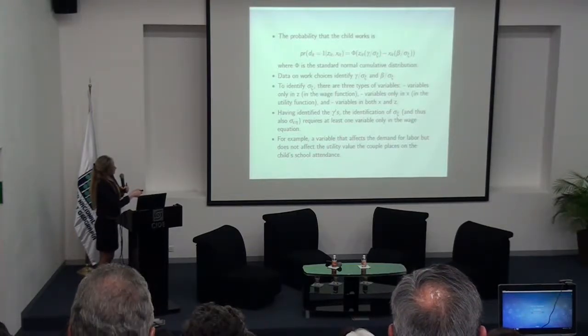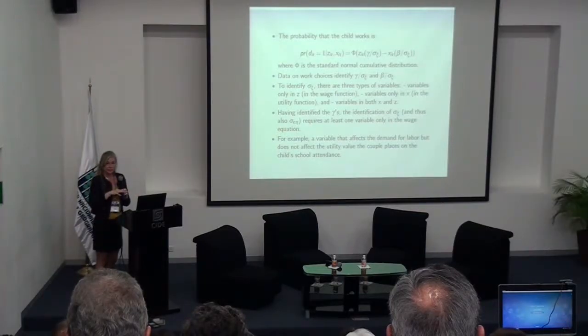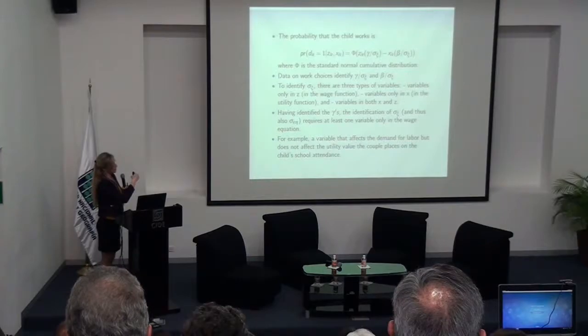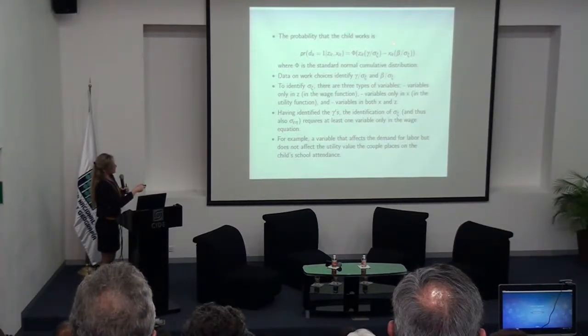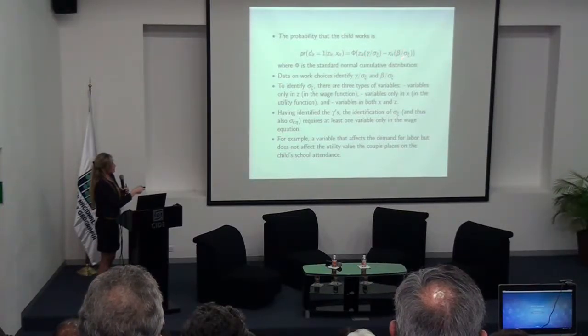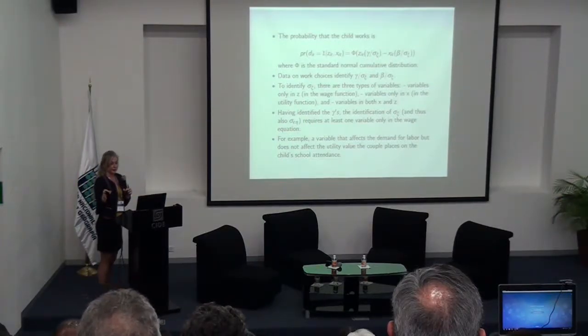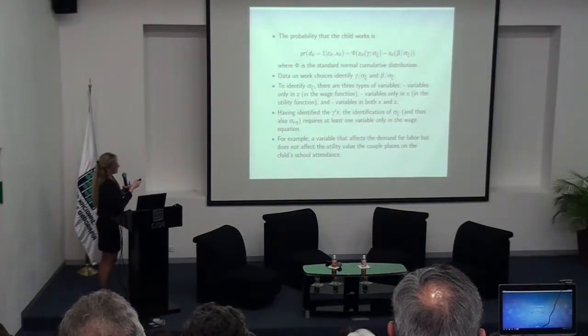And if you just ran a probit model, and Z and X were all the same, remember, X are the things that affect the value a family places on schooling, and Z are the things that affect the child's wages. If they're all the same, then we would only get gamma minus theta divided by sigma. You couldn't separate them out if Z and X were all the same.